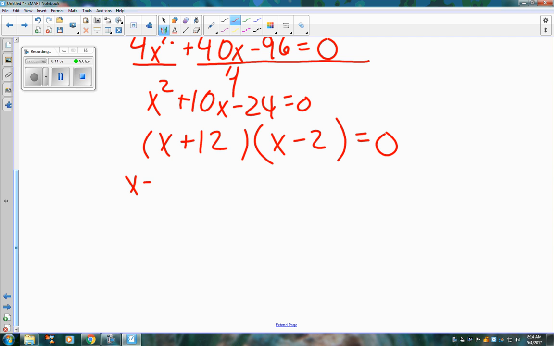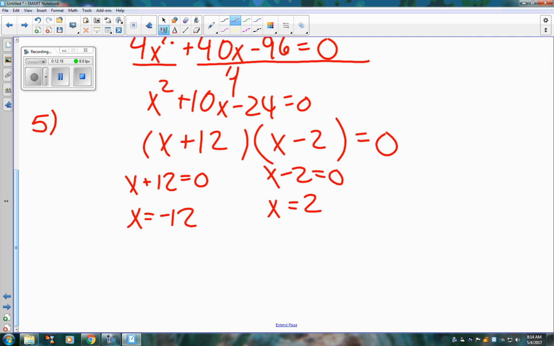Set both of them equal to 0 so that I get x is equal to negative 12, x is equal to 2. So what's my answer? The reason why my answer is 2 is because can I have a negative 12-foot walkway? No. So my answer is going to be A, 2 feet.